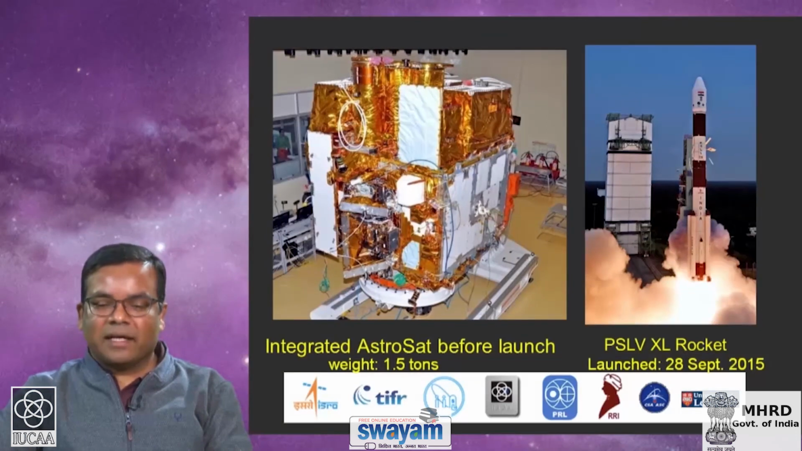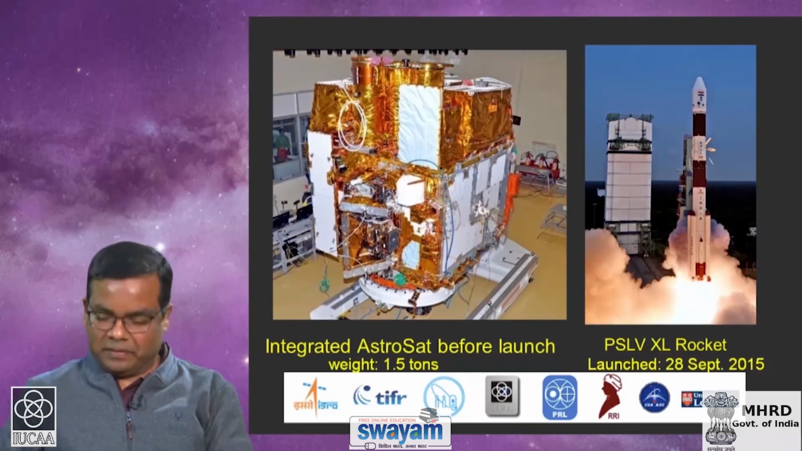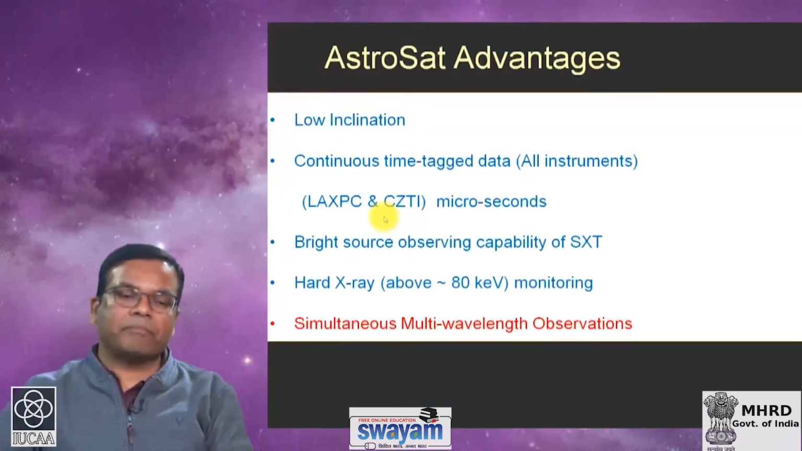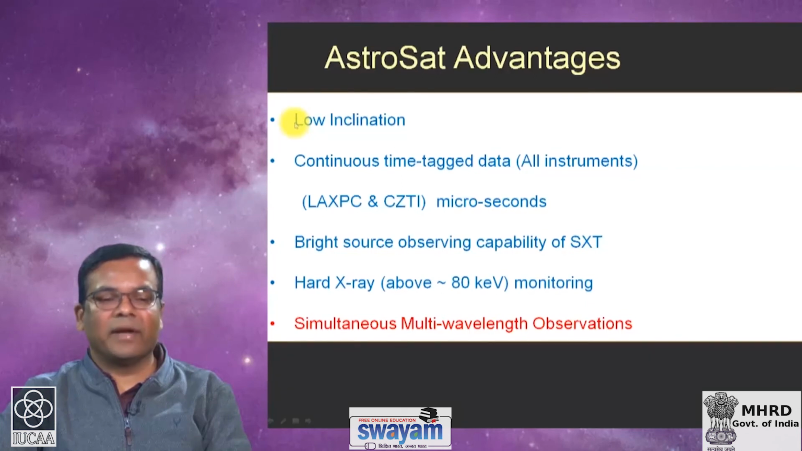AstroSat was launched on 28 September 2015 by a PSLV rocket. This picture shows the integrated AstroSat just before launch, which weighs about 1.5 ton. AstroSat has several advantages. Of course, it is a multi-wavelength astronomy satellite, and it is operating at low inclination. So, this results in a low background.